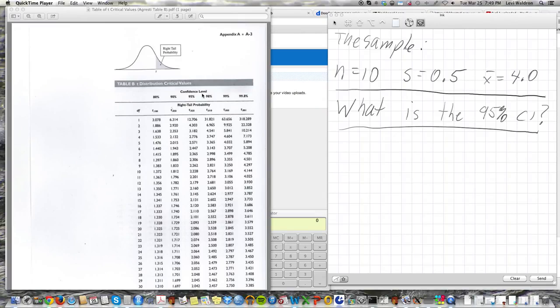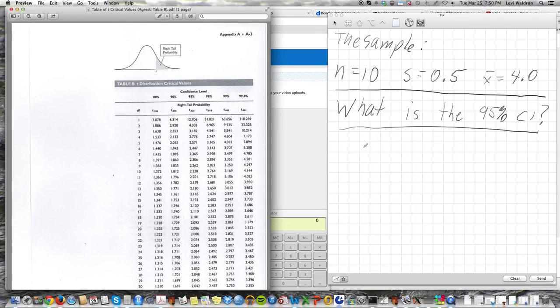This mini tutorial shows how to calculate a confidence interval for a sample using a t-table by hand. I'm going to start with the information that we have a sample with 10 observations, n equals 10, standard deviation estimated from that sample of 0.5, and a mean estimated from that sample of 4.0. And the question we're going to answer is, what is the 95% confidence interval?